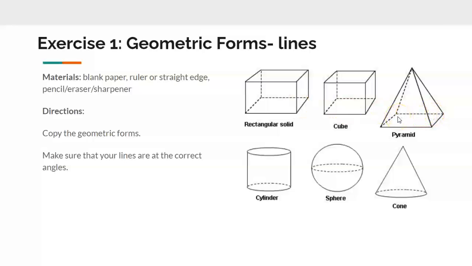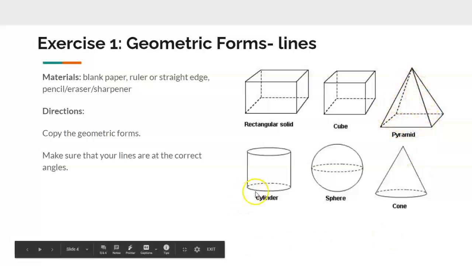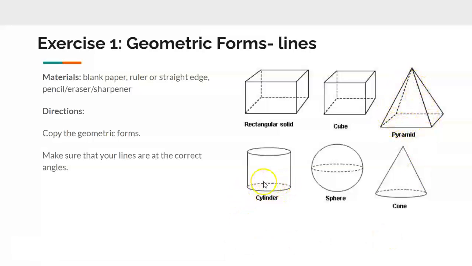The pyramid, there's different kinds of pyramids. This is a rectangular pyramid, which means the base of the pyramid is a rectangle instead of a triangle, and then the sides are triangular. You have a cylinder. The top and the bottom are ellipses. A sphere, and then a cone, or a circular pyramid.